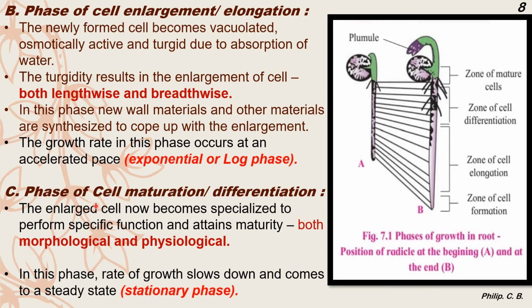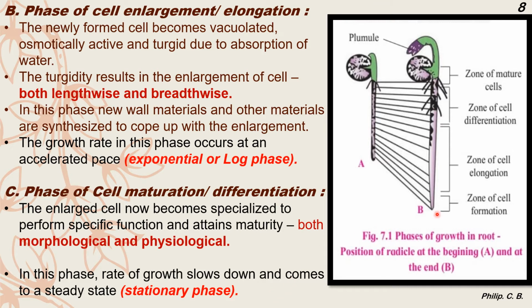The third phase is the phase of cell maturation and differentiation. So here the cells mature or get differentiated. The enlarged cell now becomes specialized to perform specific function and attains maturity, both morphological and physiological. So here we can see the plant as they grow, the external appearance, which is the morphology, and the physiological appearance, that is the inner part, both get enlarged as well as specialized to perform the particular function of the cell. In this phase, the rate of growth slows down and comes to steady state. So here again it is a slow phase of growth, but it is steadily maintained, hence termed as stationary phase.